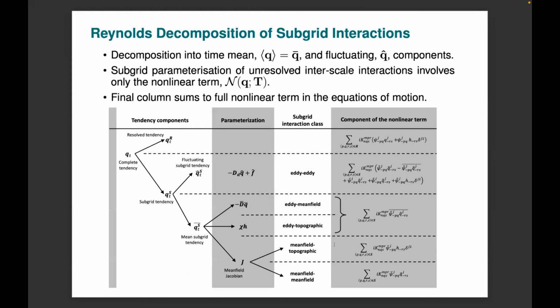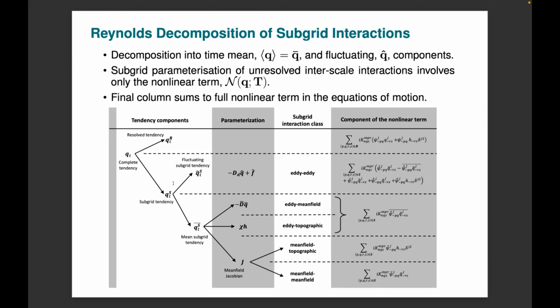I just want to spend a little bit more time on the decomposition of these interactions, because I think it's important and hopefully informative. This is kind of a tree diagram that I've come up with to illustrate how each of these things get split. So we have the complete tendency. So this is from the DNS, of which we decompose that using our procedure to get the resolved tendency component and the subgrid component. So this resolved component is the bit that's resolved by the coarse grid, and the subgrid tendency is the part that needs to be parameterized.